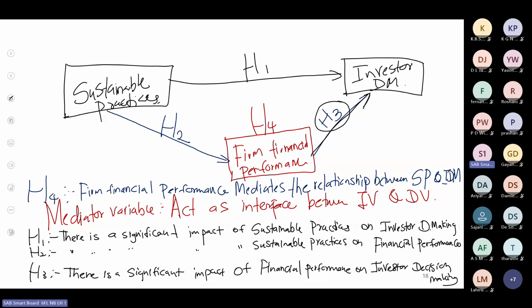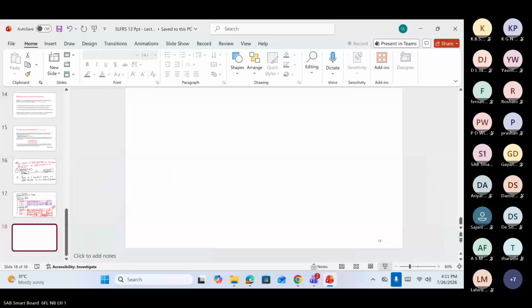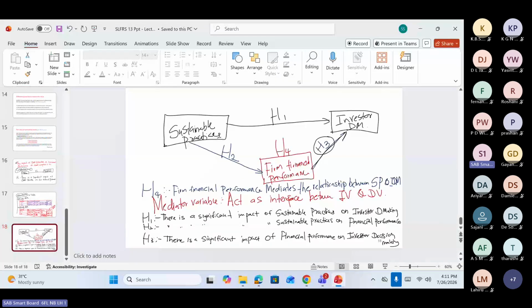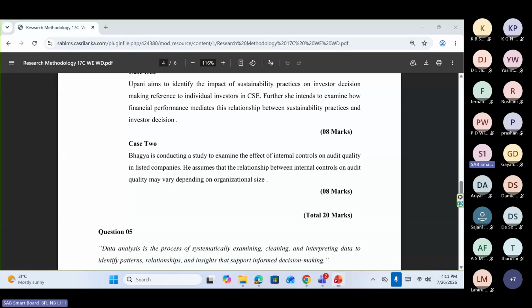Now we'll do question number 4, subsection 2, the other case. Now read and try to do it. What does it say? Bhagya is conducting a study to examine the effect of internal controls and audit quality in listed companies. What is dependent? What is independent? Internal controls is independent. Dependent is audit quality.